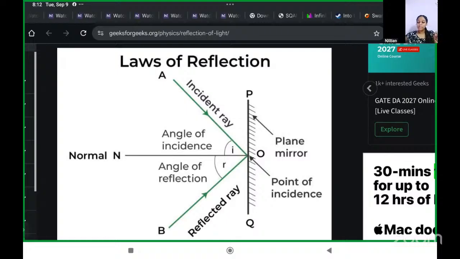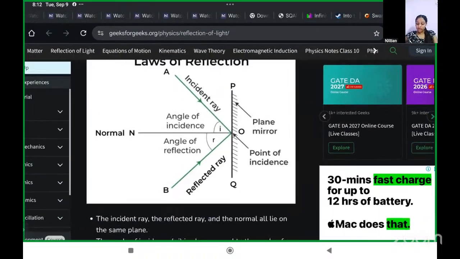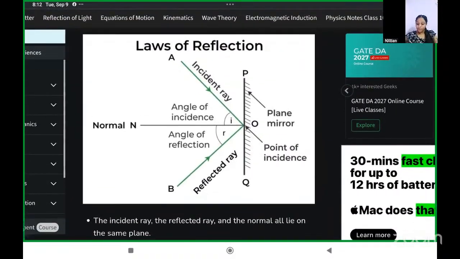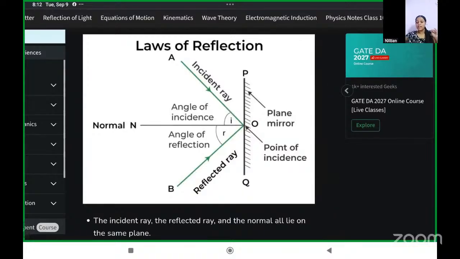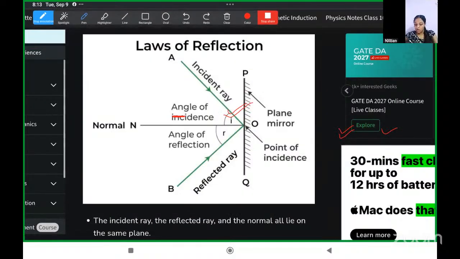The point where your incident ray is hitting and the reflected ray is coming back is known as O. That is the point O, known as the point of incidence. Now, with reference to this diagram, the incident ray, reflected ray, and the normal all lie on the same plane. What does this mean? The incident ray, reflected ray, and normal lie on the same side of the mirror.